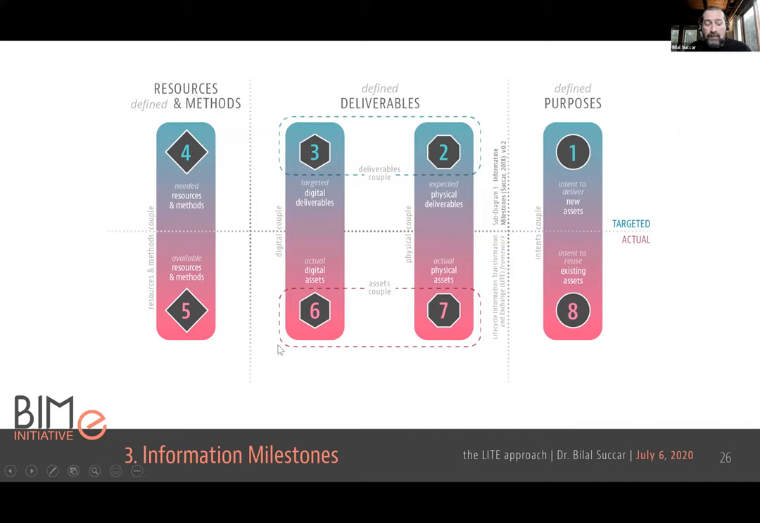And from that point on, we are on the actual side. We are delivering the digital assets. From the digital assets, we deliver the physical assets. And then after that, we reach milestone 8, which is, again, about purpose and intent.